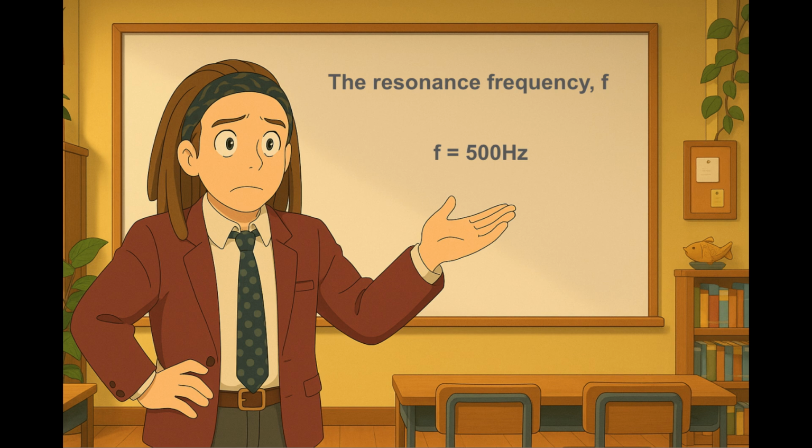Now, let's identify our key variables and constants. First, we have the frequency of the tuning fork, which is the source of our sound waves. We'll denote this as f. Its value is given as 500 Hz.